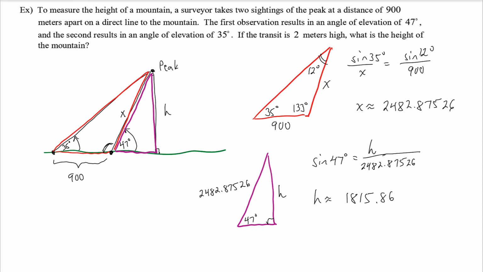But all these measurements were taken with an instrument that was 2 meters tall. So we've got to add 2 meters to that. Get 1817.86 meters is the height of that mountain.